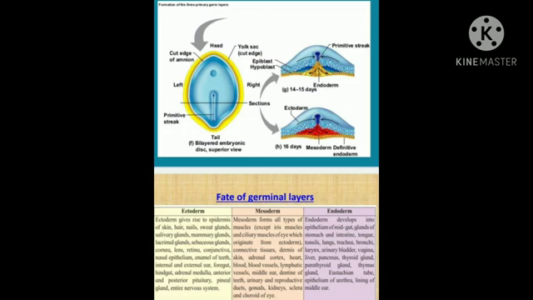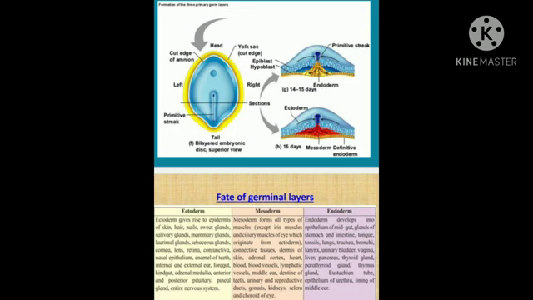Ectoderm gives rise to the epidermis of skin, hairs, nails, sweat glands, salivary glands, mammary glands, lacrimal glands, sebaceous glands, cornea, lens, retina, conjunctiva, nasal epithelium, enamel of teeth, internal and external ear, foregut, hindgut, adrenal medulla, anterior and posterior pituitary, pineal gland, and the entire nervous system. All these different parts originate because of the ectoderm.